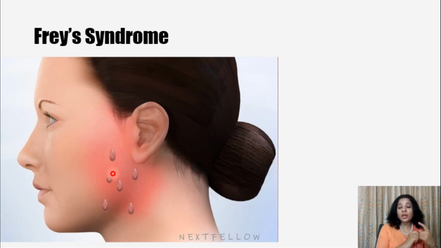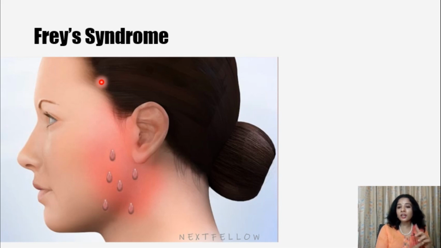So what happens when the person sees food? Instead of salivating, they will start sweating in the parotid region, and the parotid region becomes red in color. This condition is called Frey syndrome. Frey syndrome occurs because of crisscrossing of the fibers from the auriculotemporal nerve and the greater auricular nerve.